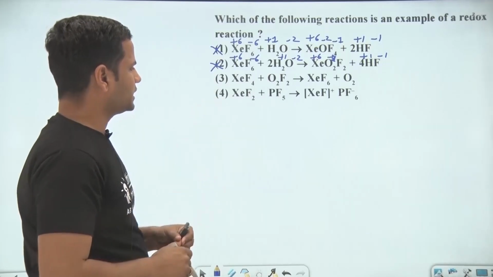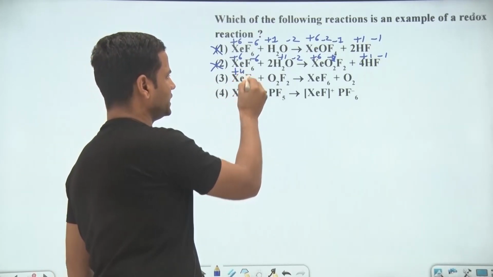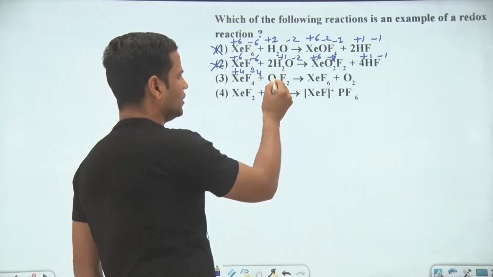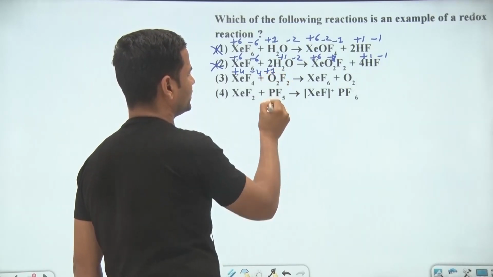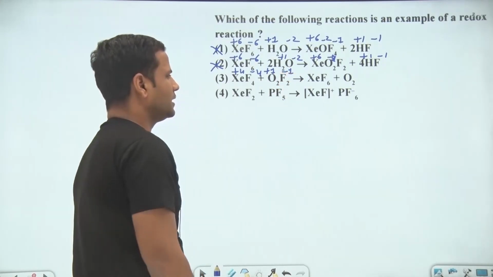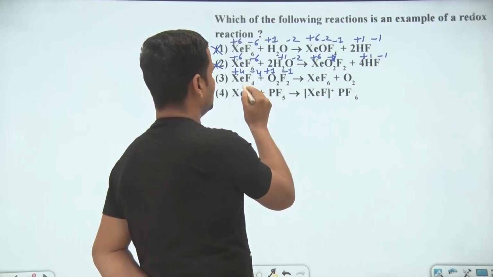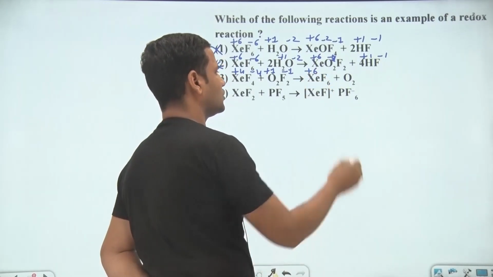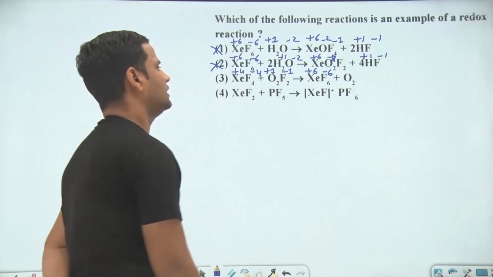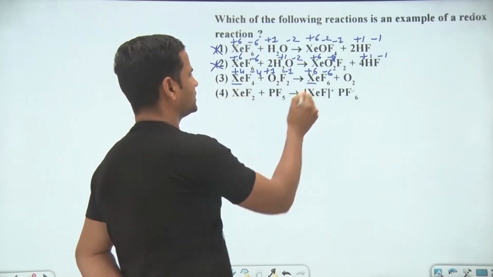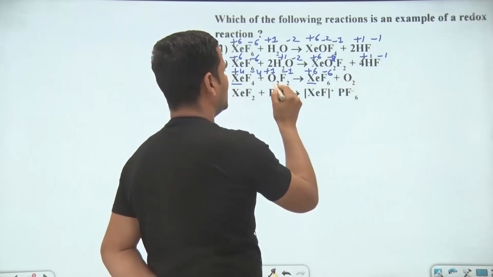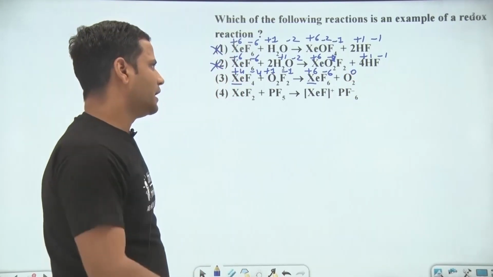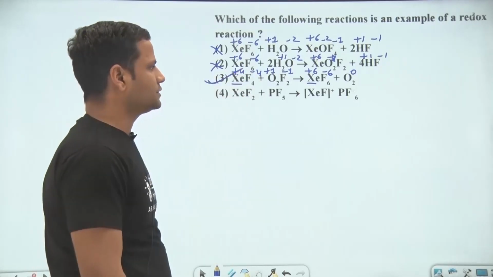Now coming to the third option. Xenon has +4 oxidation state and fluorine has -1, with a total of 4 fluorine, so -4. Then O2F2: in O2F2 oxygen has +1 oxidation state and fluorine has -1. In the reactant side xenon is +4, but in the product side xenon is +6, because 6 fluorine are added. So xenon changes from +4 to +6, and oxygen goes from +1 to 0 oxidation state. It means a redox reaction takes place in the third option, so the third option is our correct option.